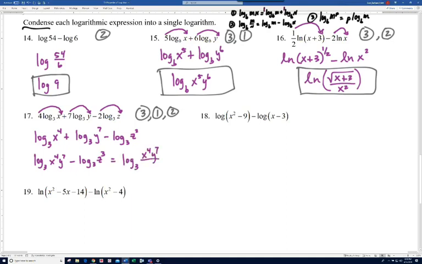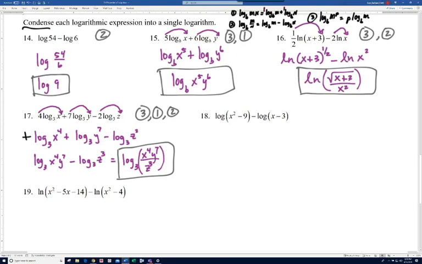It'll be the log base 3 of x to the 4th times y to the 7th over z cubed. Now I want to show you something here that's kind of interesting. I know some of you might have been able to go from here right to here if you see a pattern. There's a nice pattern here.